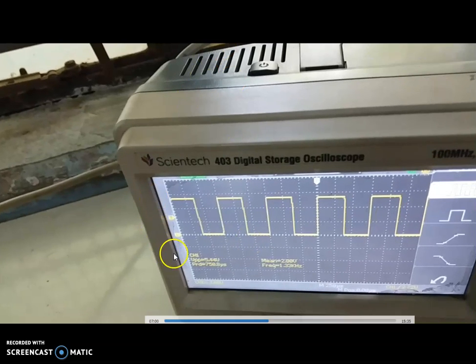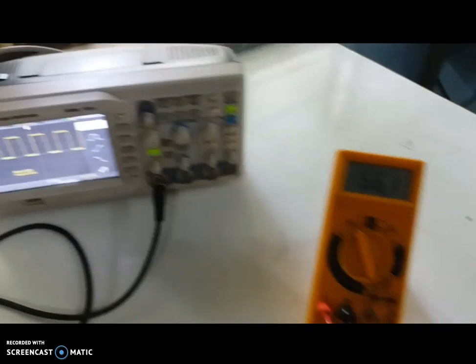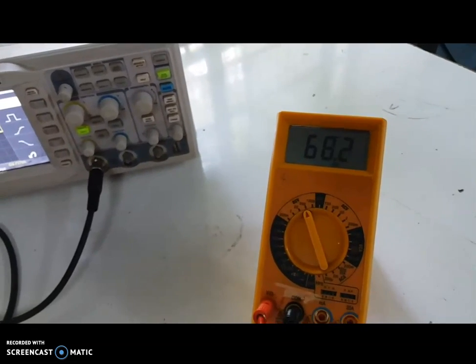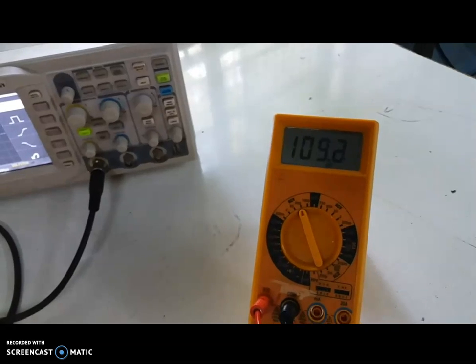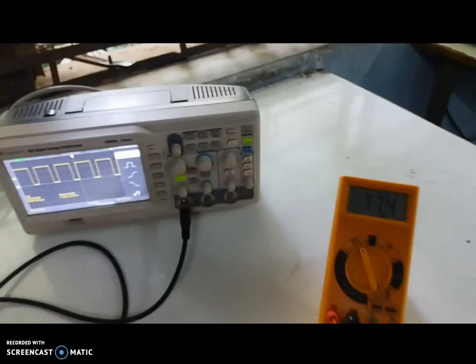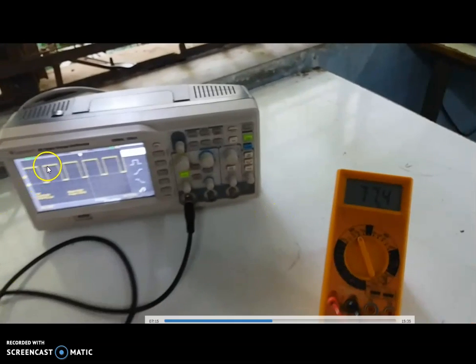Now the second reading. The on time is reduced: 1, 1.2, 1.4, 1.6 is my on time, but the total time is the same. If you vary that, the voltage will also vary. When you vary the duty cycle in pulse width modulation, the output voltage also varies. See the next one: now my on time is more, my off time is less, but my total time is the same.